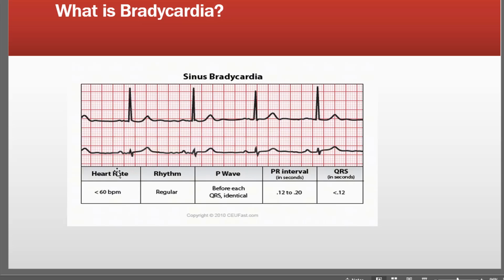Heart rate is less than 60. It's regular. Something I like to do when I want to see how regular it is: I take a strip of paper, place a tick here and a tick here, and then move that paper along the strip, and you can see any deviations in how regular it is.